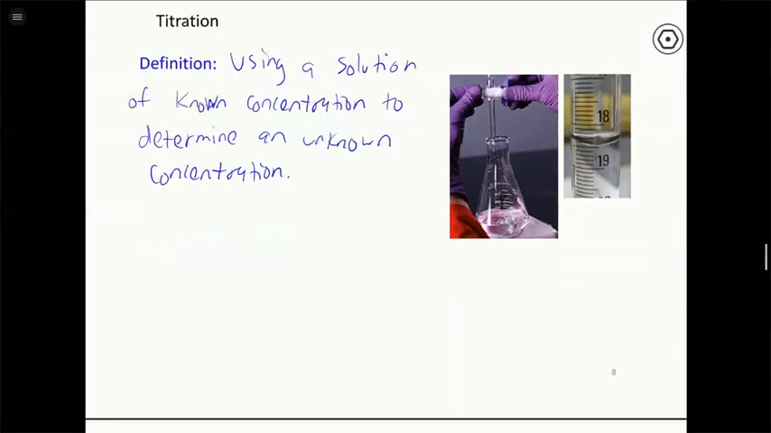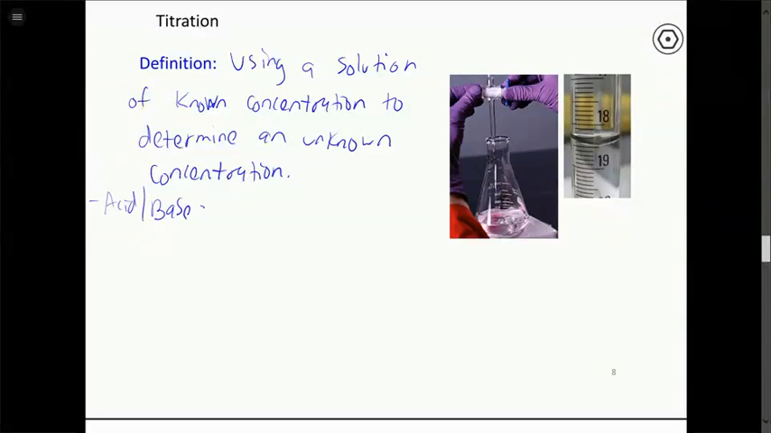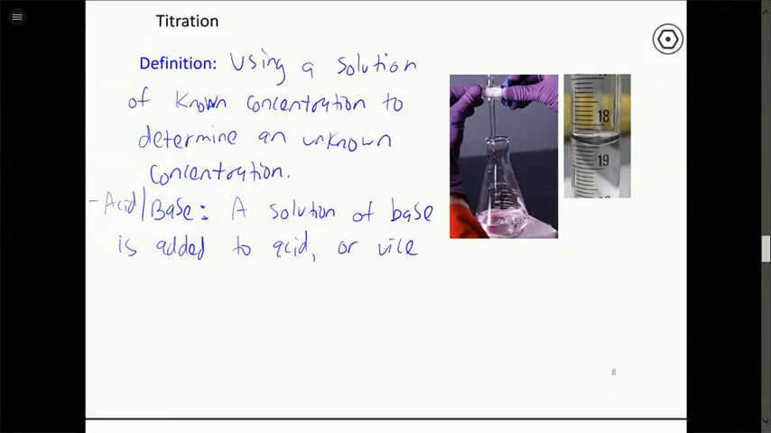So there are many different types of titrations, but the most common ones that we'll talk about are acid-base titrations. And probably the ones that you would most likely do in a chemistry lab. So in this case, a solution of base is added to acid, or vice versa. So we're mixing two solutions together that are going to react with each other.